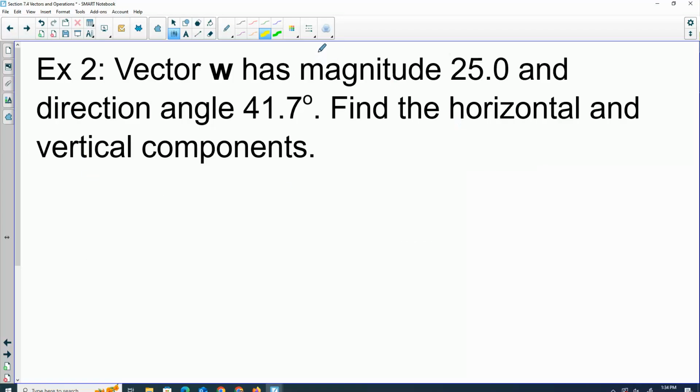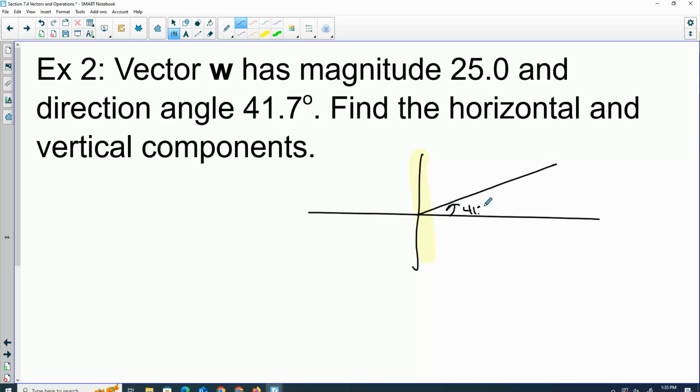Okay, so if I tell you vector W has a magnitude of 25 and the direction angle is 41.7 degrees, we're trying to write the vector. If I were plotting this, 41 degrees would be in the first quadrant. I gave you this angle, and I'm telling you this length is 25. You have to tell me what the x and the y are that would make that true.